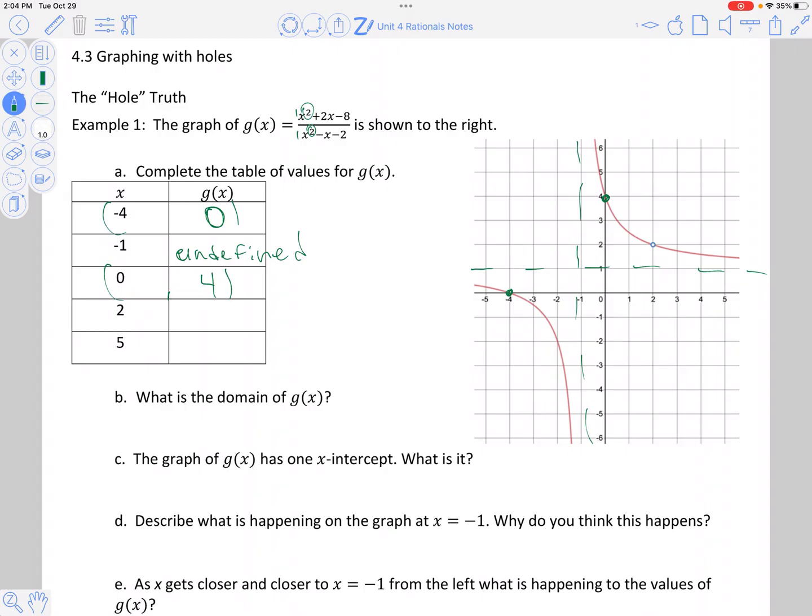Now, when I look at 2, I can see a hole there. So not really sure yet what's going on, but we have that. And then 5, just to show that, yeah, we get 1.5. So just to kind of analyze what's going on.